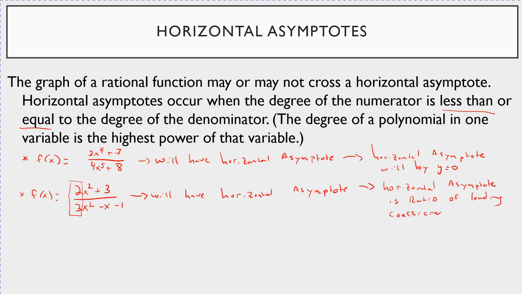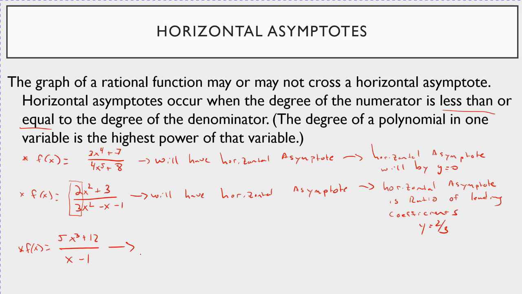So in this case, it's y is equal to 2/3. So whatever the leading coefficients are. Now, if it's different here, f of x is equal to, say it's something like 5x cubed plus 12 divided by x minus 1. Notice how the degree of the numerator is greater than the degree of the denominator.